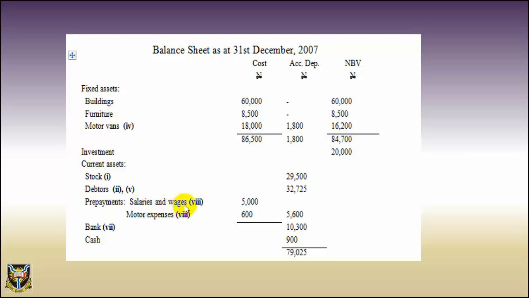Prepayment: salaries and wages 8, cost 5,000. Motor expenses 8, cost 600, total 5,600. Bank 7, 10,300. Cash 900. Total 79,025.